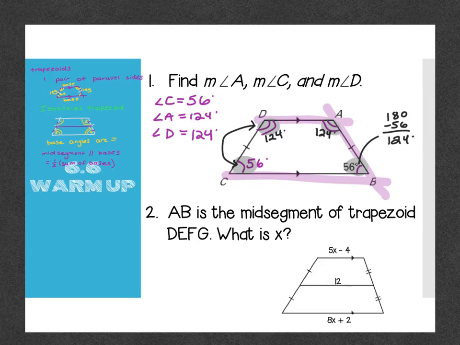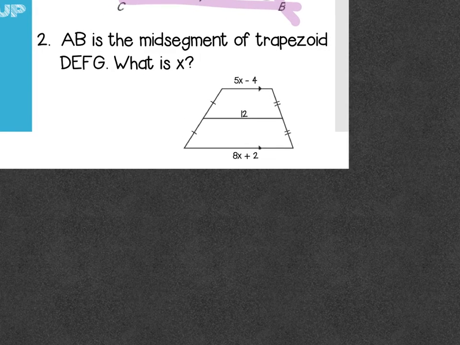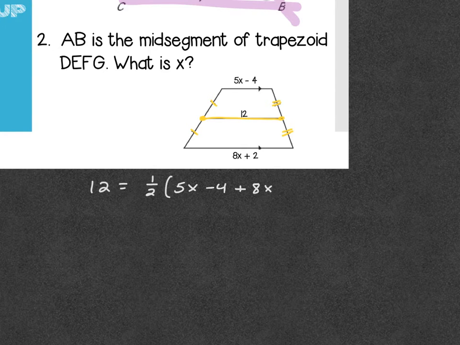Number 2 says AB is the mid-segment of the trapezoid DEFG. What is X? So remember that this is a mid-segment because it's connecting the 2 midpoints. This is congruent to this and this to this. So I know those are the midpoints. And 12 equals 1/2 the sum of the other 2 sides. So 5x minus 4 plus 8x plus 2.